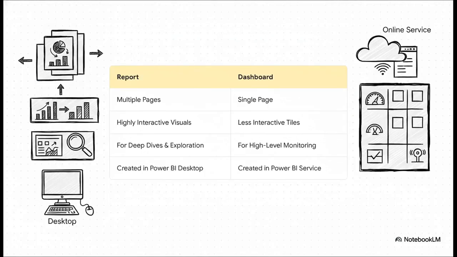So let's just break down the difference really quick. Reports? They have multiple pages. They're highly interactive, and they're built for deep dives in the desktop app. Dashboards, on the other hand, are just a single page. They're for high-level monitoring, with simpler, less interactive tiles. And you create them in the cloud-based Power BI service, which is where you go to share all your work.